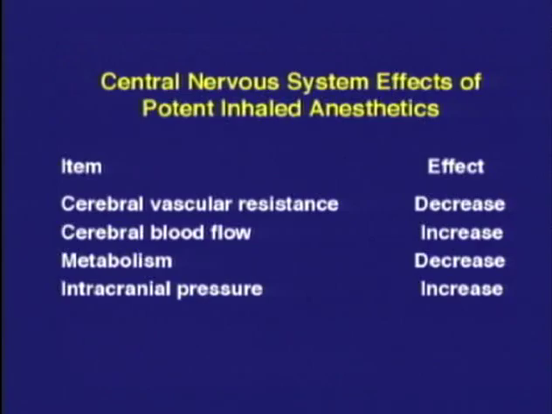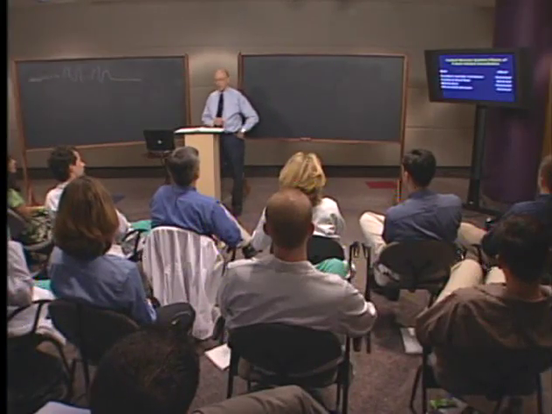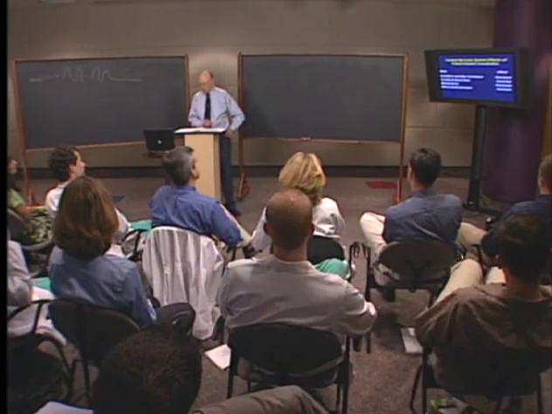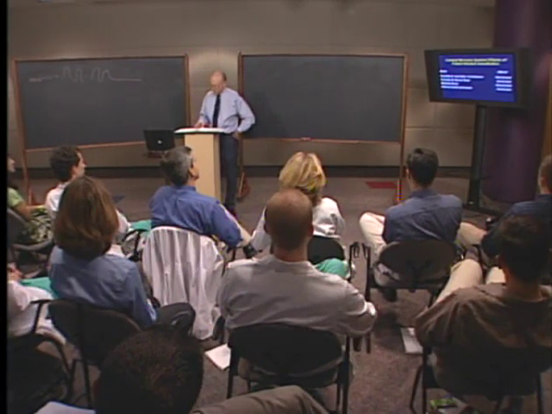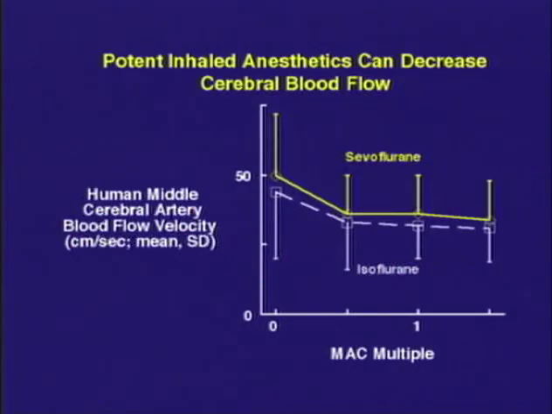At concentrations of about 3/4 of a MAC or less, there really is a nominal or no significant clinical effect of any of these potent inhaled anesthetics. There's an increase in cerebral blood flow which primarily occurs only if the blood pressure is maintained at normal levels. If it's allowed to decrease, you may in fact find a decrease in cerebral blood flow with anesthetics like sevoflurane or like isoflurane. As you can see, there isn't much to choose between those anesthetics in terms of their effects on cerebral blood flow.